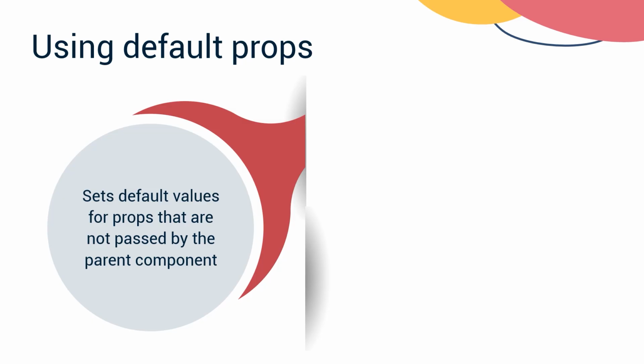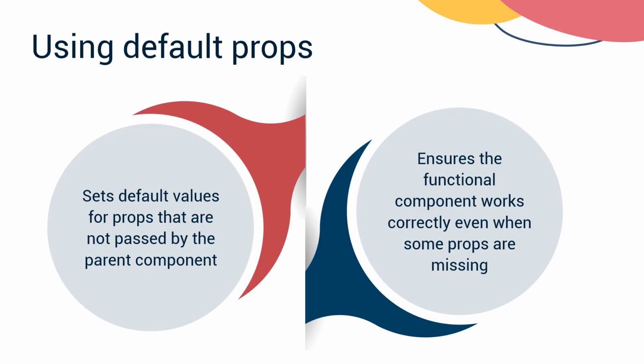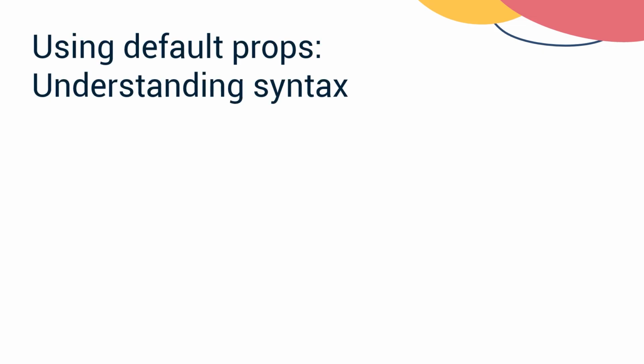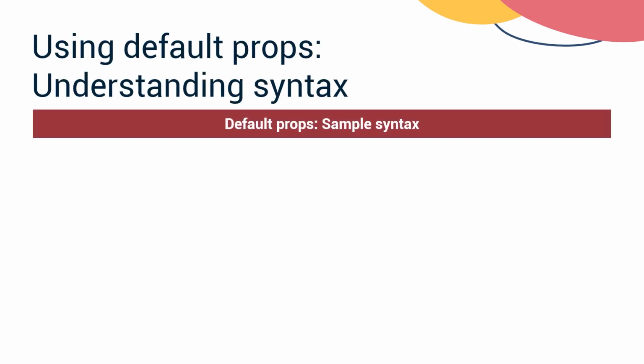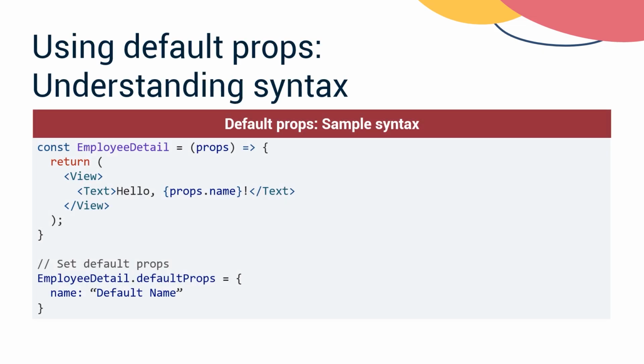Default props set default values for props that are missed and not passed by the parent component. This ensures that the functional component still works correctly, even when some props are missing. Here is the code for using default props. To understand this code, let's look at a sample syntax. Here, employee detail refers to the name of the React component where default props are set as parameters.